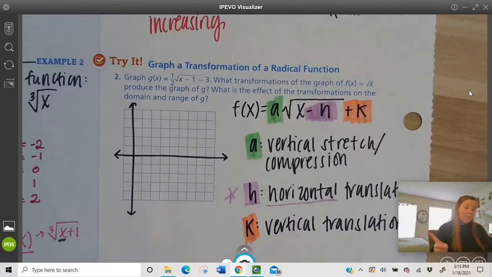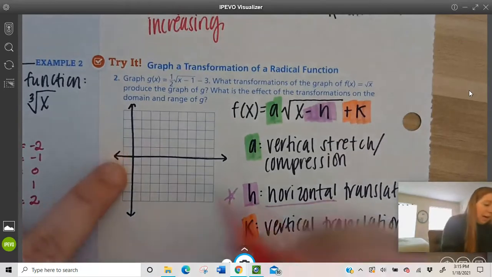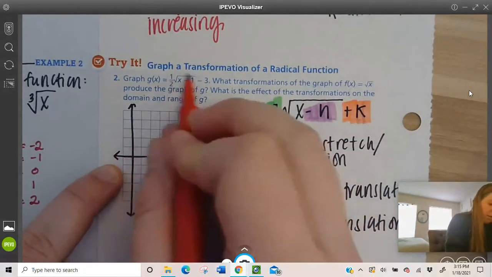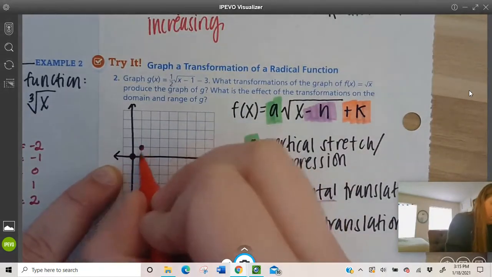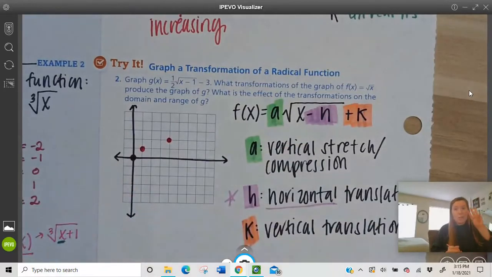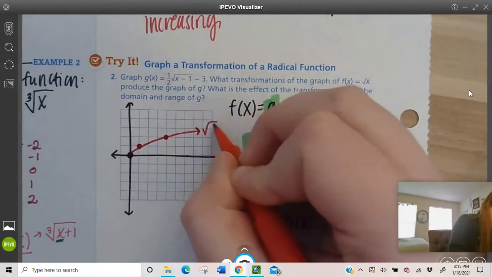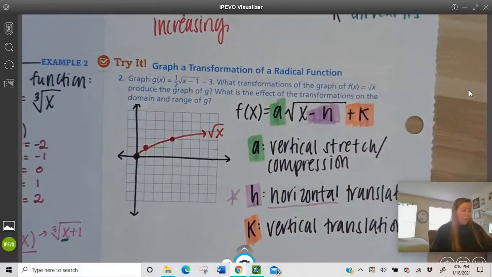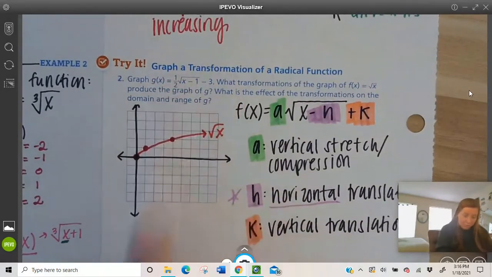So I always like to, on my graphs, include my parent function first, because then it makes graphing the transformations a little bit easier. So if I know my parent function of my square root starts at 0, 0, over 1, up 1, and over 4, up 2. So I just memorized those 3 points, and I can graph this here. That's just the square root of x.